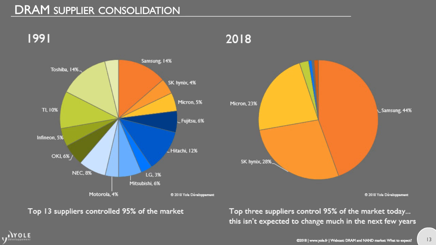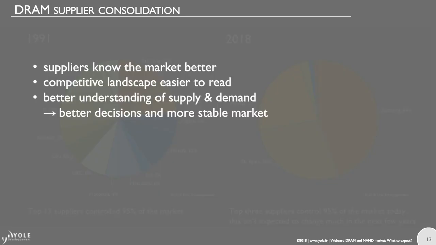So what has consolidation meant for the industry? Well, first of all, the large suppliers that remain have a better understanding of demand. They just know the market better. Additionally, since there are fewer competitors, it's easier to understand the overall competitive landscape, so there's a better understanding of supply. And this better understanding of supply and demand, we believe, is leading to better strategic decisions and an overall more stable market. So that's the first theme.